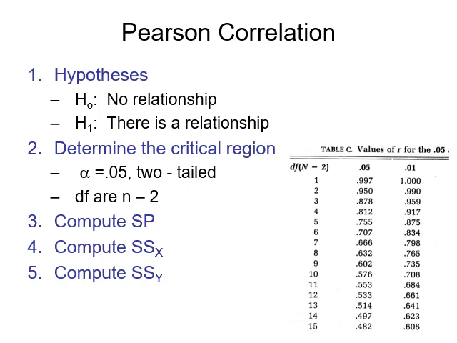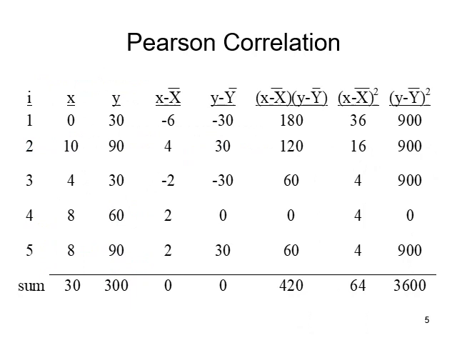So now all that's left is to actually run the statistic, to hand compute S, the sum of products, the sums of squares for X, and the sums of squares for Y. And that brings us to this table. The first column represents participant number. So 1, 2, 3, 4, 5.